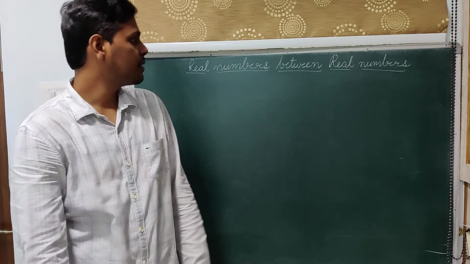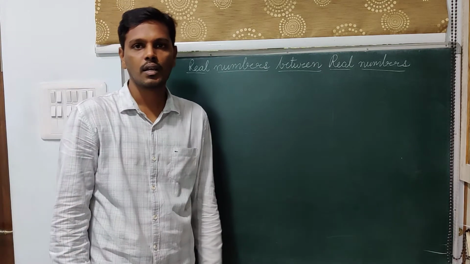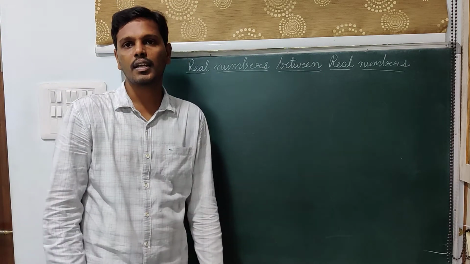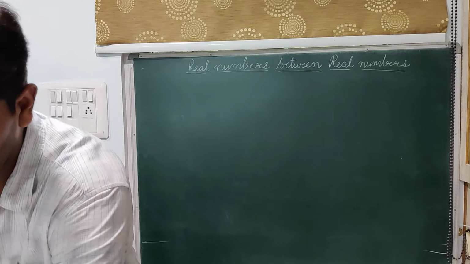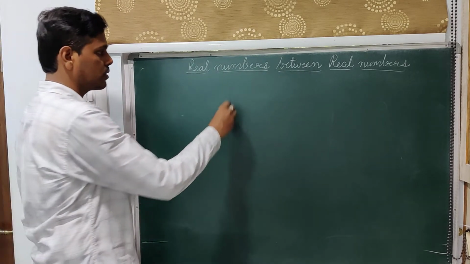Good morning. Today we will be discussing finding real numbers between real numbers. Let us recall what real numbers are, and then we will try to identify real numbers between real numbers. So, real numbers are the collection of rational and irrational numbers. That is what we have discussed.